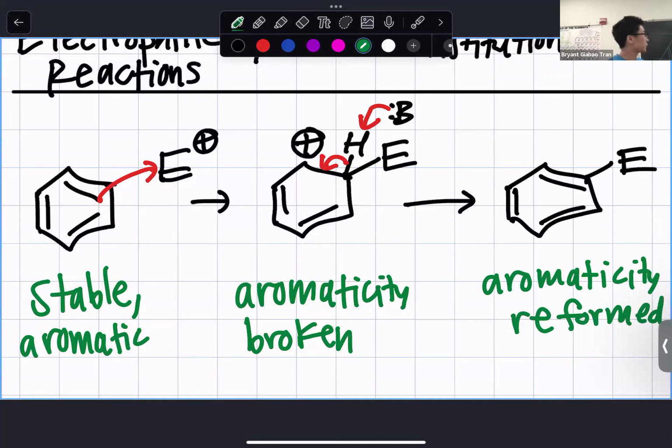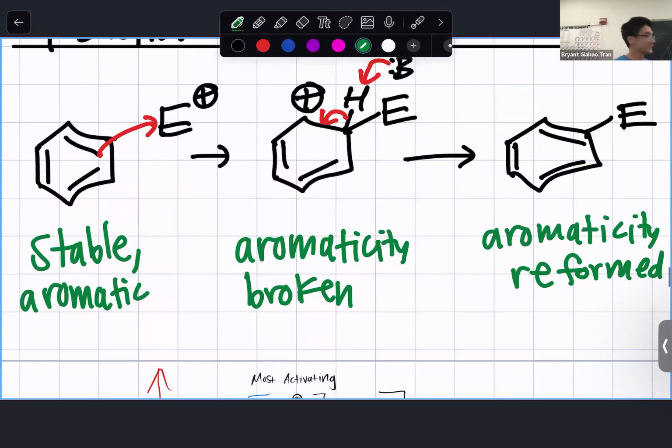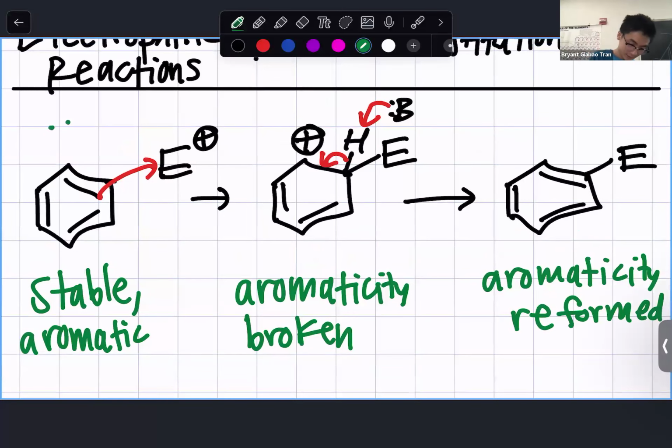Right. So don't get overwhelmed by the bunch of reactions in chapter 16. It follows this general mechanism here. This one kind of looks like an addition, but it's... Right. The first step is an addition. And then the last step is an elimination.